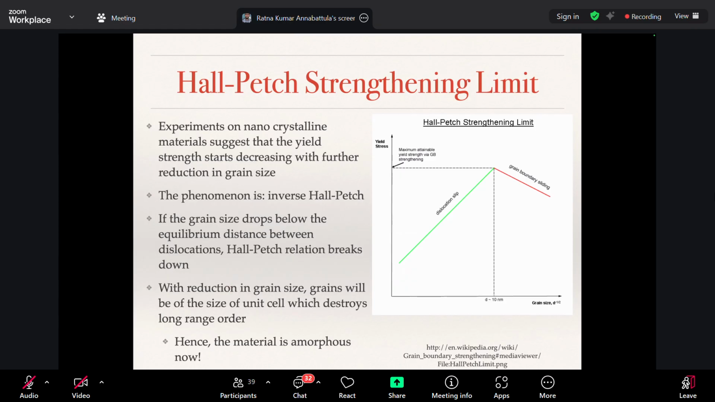Any questions there? So you understood how a nanocrystalline material is stronger than a coarse grained counterpart. For example, nanocrystalline copper will have higher yield strength compared to coarse grained copper. Do you understand why?